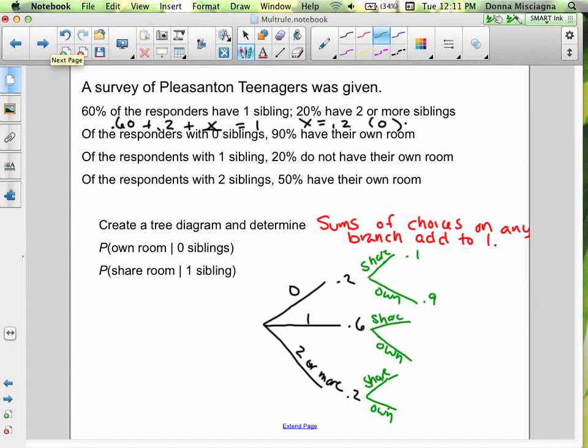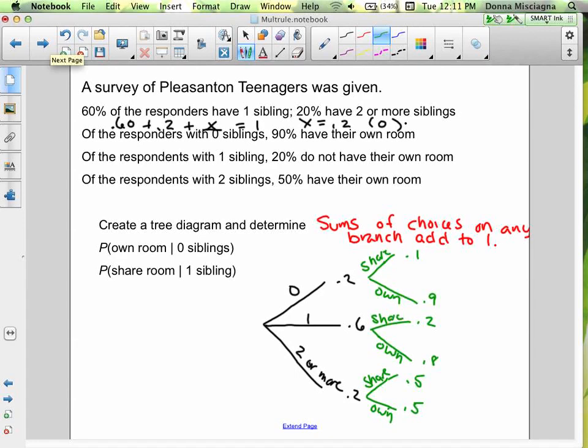One sibling, 20% do not have their own room, so they share. Together it has to add up to 1, so that means 0.8 have their own room. And then 2 or more siblings, 50% have their own room, so that must mean 50% share. Now we have figured out our tree diagram.